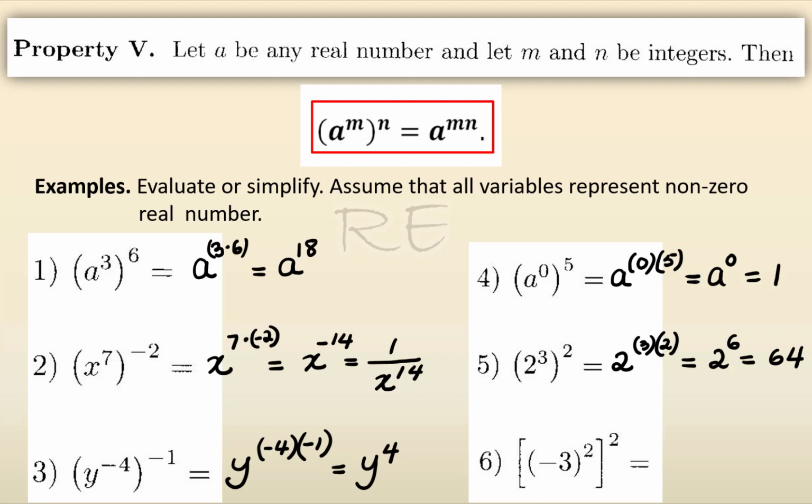(-3) to the second, to the second, is equal to (-3) to the fourth, because 2 times 2 is 4. And (-3) to the fourth is negative 3 times itself 4 times. So it's 9 times 9, which is equal to 81.